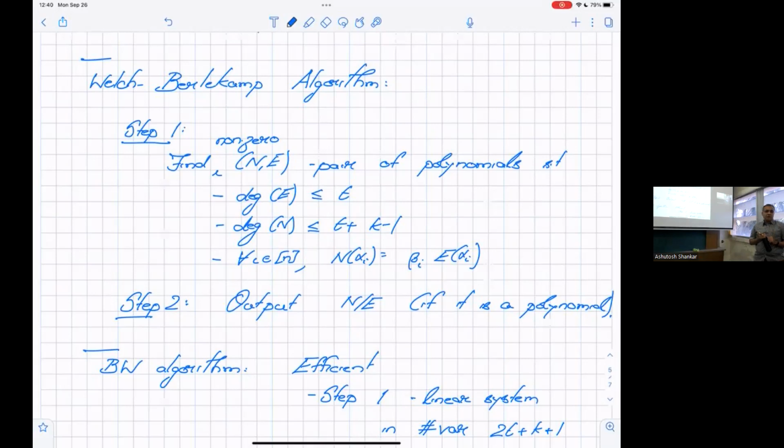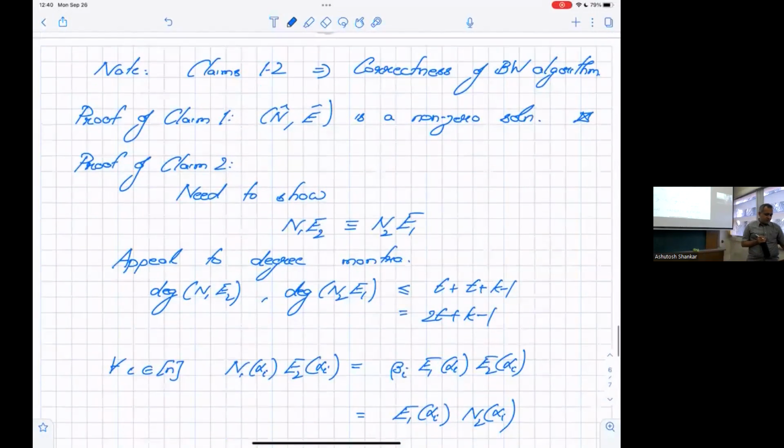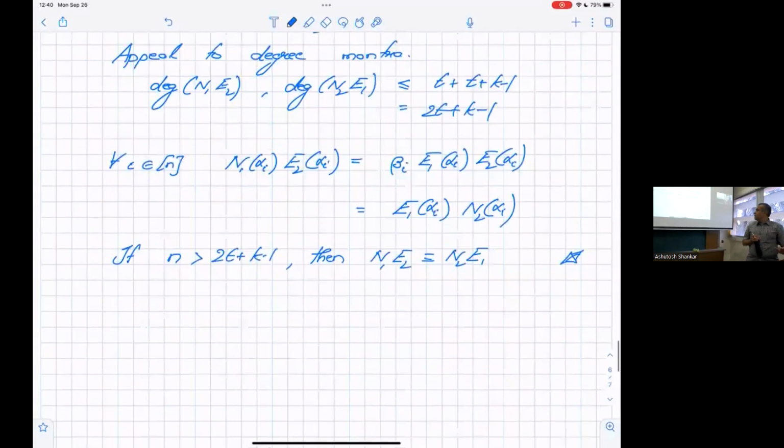Questions on the proof? It captures exactly the one place in the proof where half the minimum distance magically comes in. This is exactly where it comes. So this algorithm will work as long as the number of errors is strictly smaller than half the minimum distance.